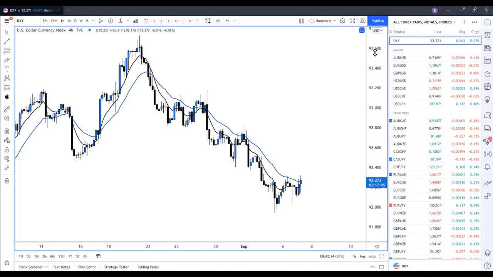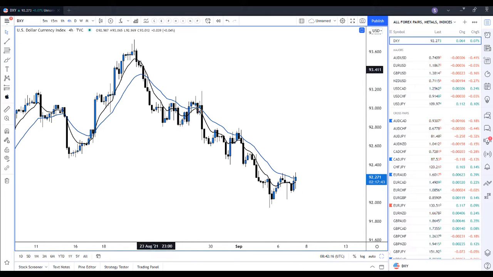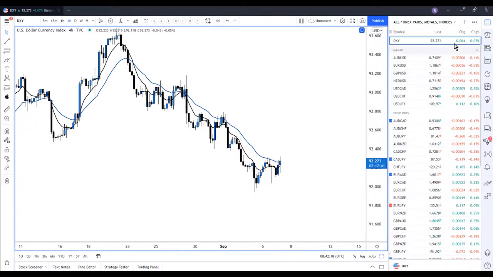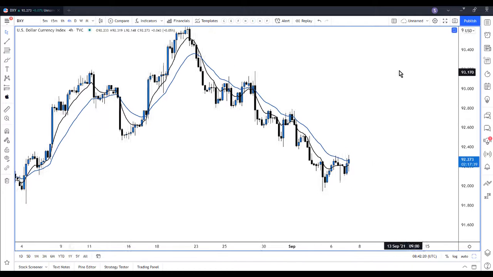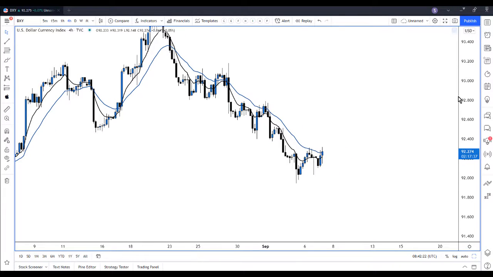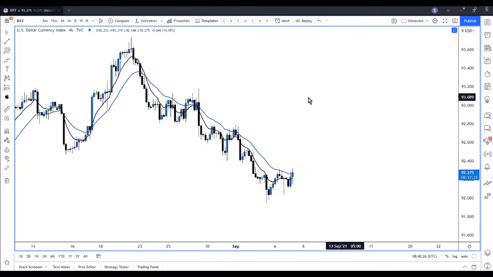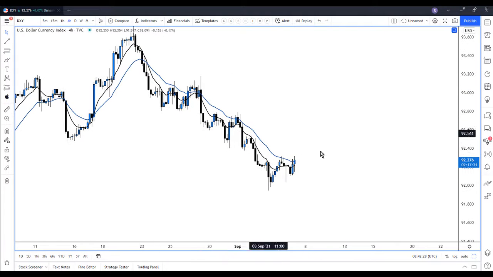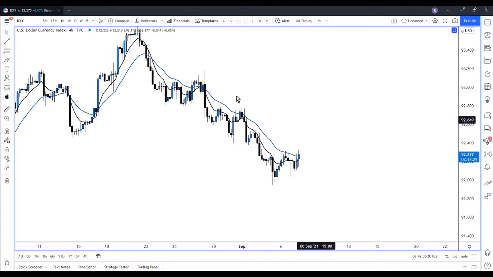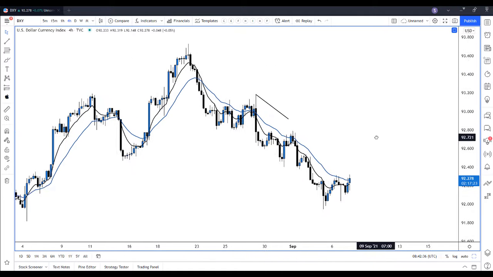Quick look at the dollar. You can see the overall 4-hour trend is to the downside. Okay, so that is the bias until that trend changes. So while we are in a downtrend where sellers are in control, that is where we are interested in trading. Okay, weakness in the USD.